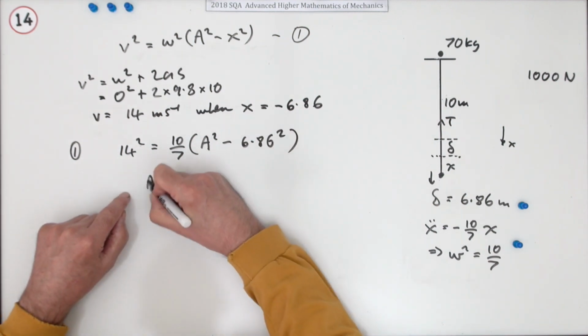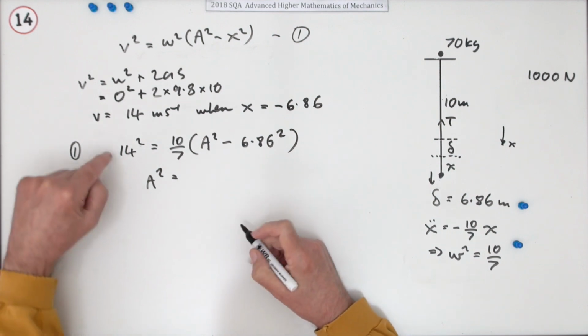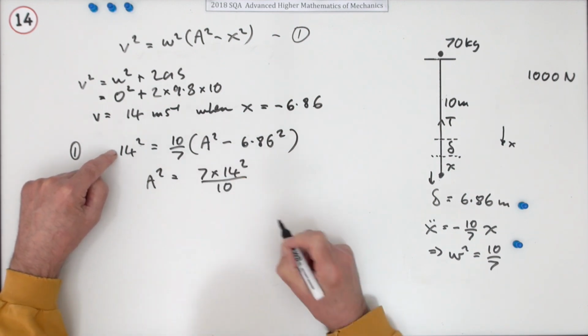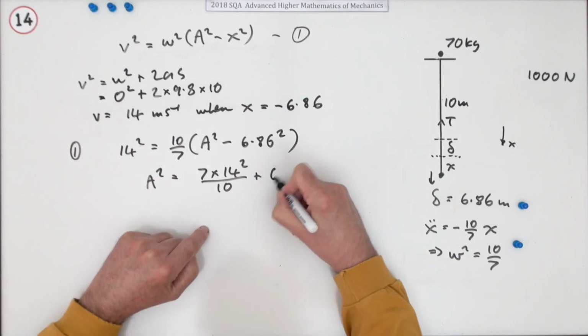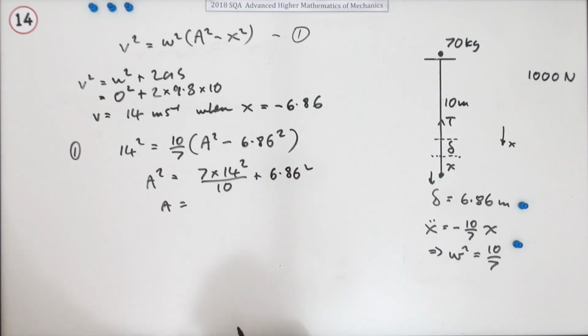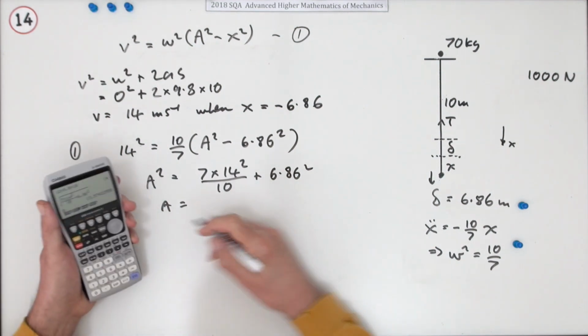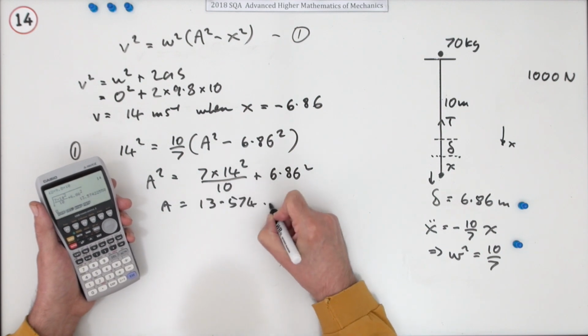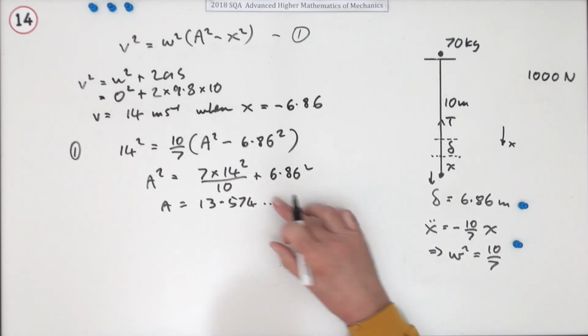So if I just do a quick rearrangement, A is going to be 7 times 14 squared upon 10, plus 6.86 squared, and then do the square root of the whole lot. And when you do that and type it in, you get 13.574 and so on. Maybe too many figures there.